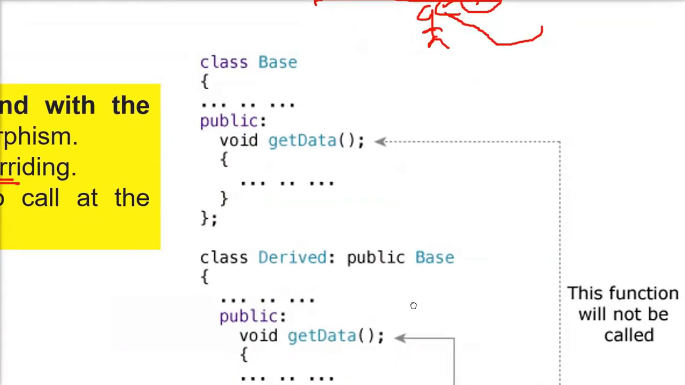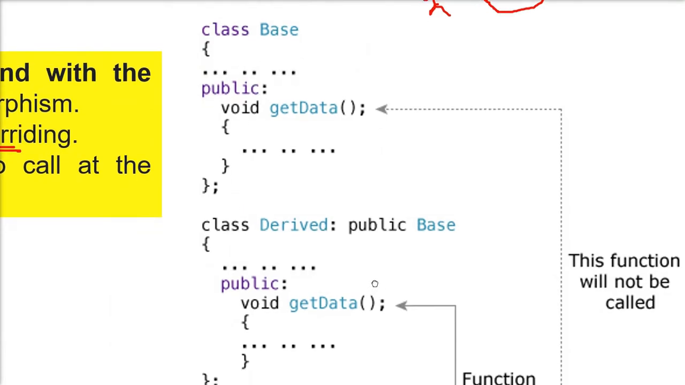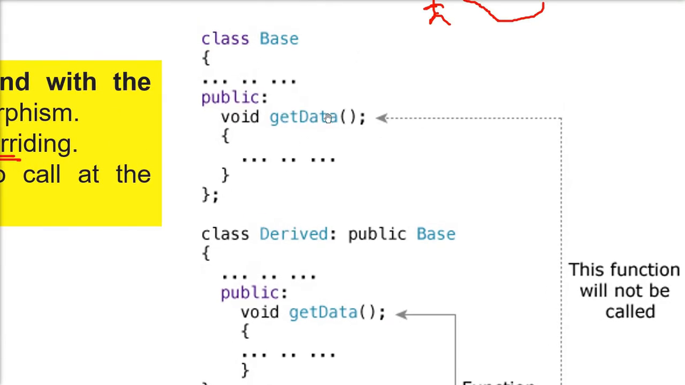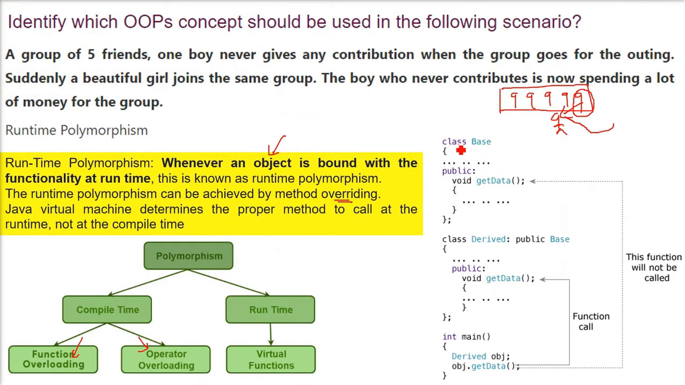Let me give an example. This is the base class, and this is the derived class. Now you see, both classes have a getData function. But the second class is derived from the base class. This is the base class, you have a function getData. This is a derived class, that is, derived from the base class. Same function, same name, everything is same. So now the implementation is different.